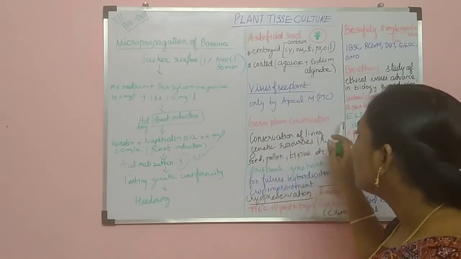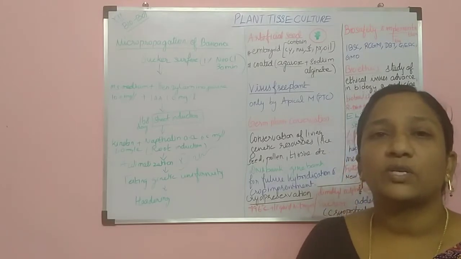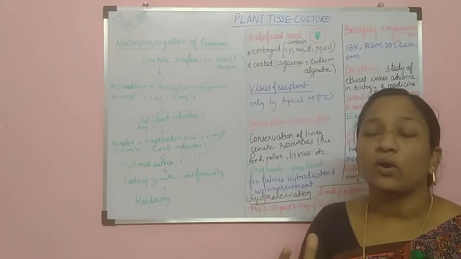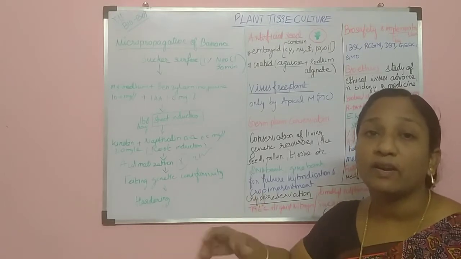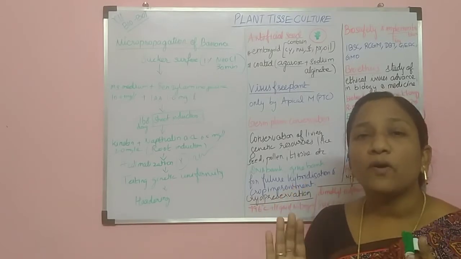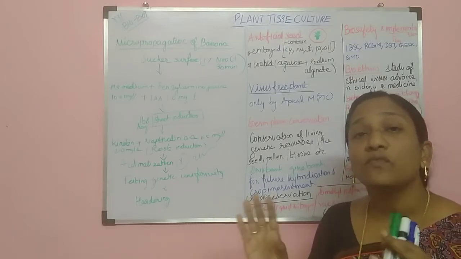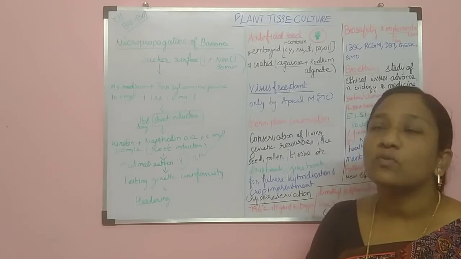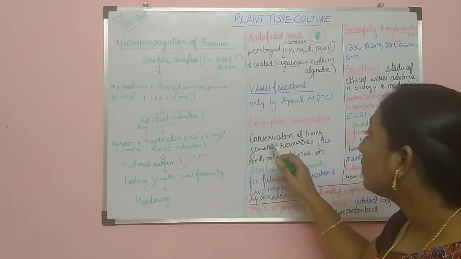Okay, and the next one is germplasm conservation. What does germplasm conservation mean? We are conserving the seeds or plant products, the plant genetic material, which will form a new plant in future. All the things have to be stored in the proper way for future use. Even after millions of years we may be able to use it. So that is called germplasm conservation.